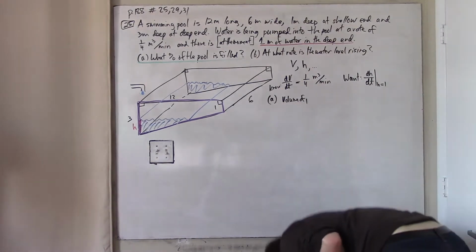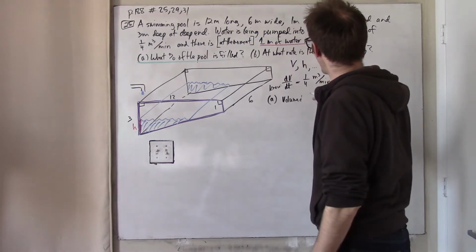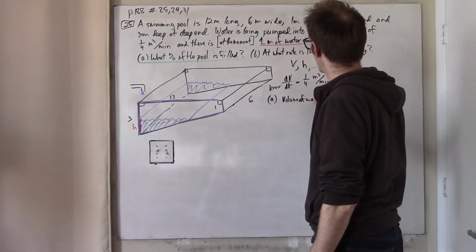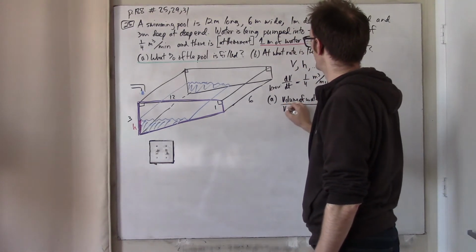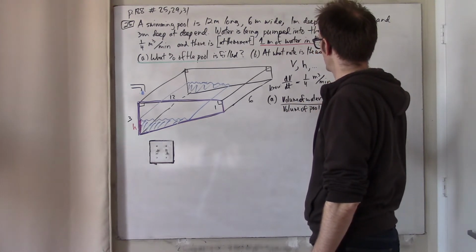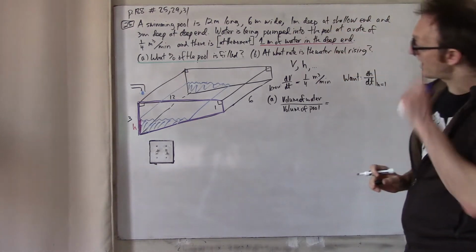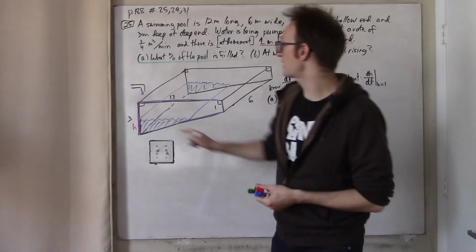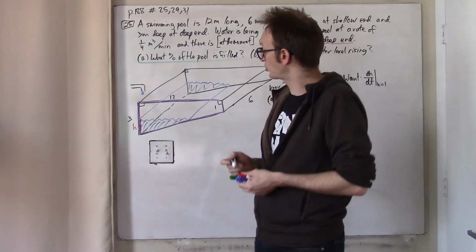Actually, let's do it the other way around. Let's calculate the volume of the water, and then we'll calculate the volume of the pool. And well, okay, that will just be it, right? That's the thing we're trying to find. So what is the volume of the water? Well, the volume of the water is just a kind of a triangular prism, right?